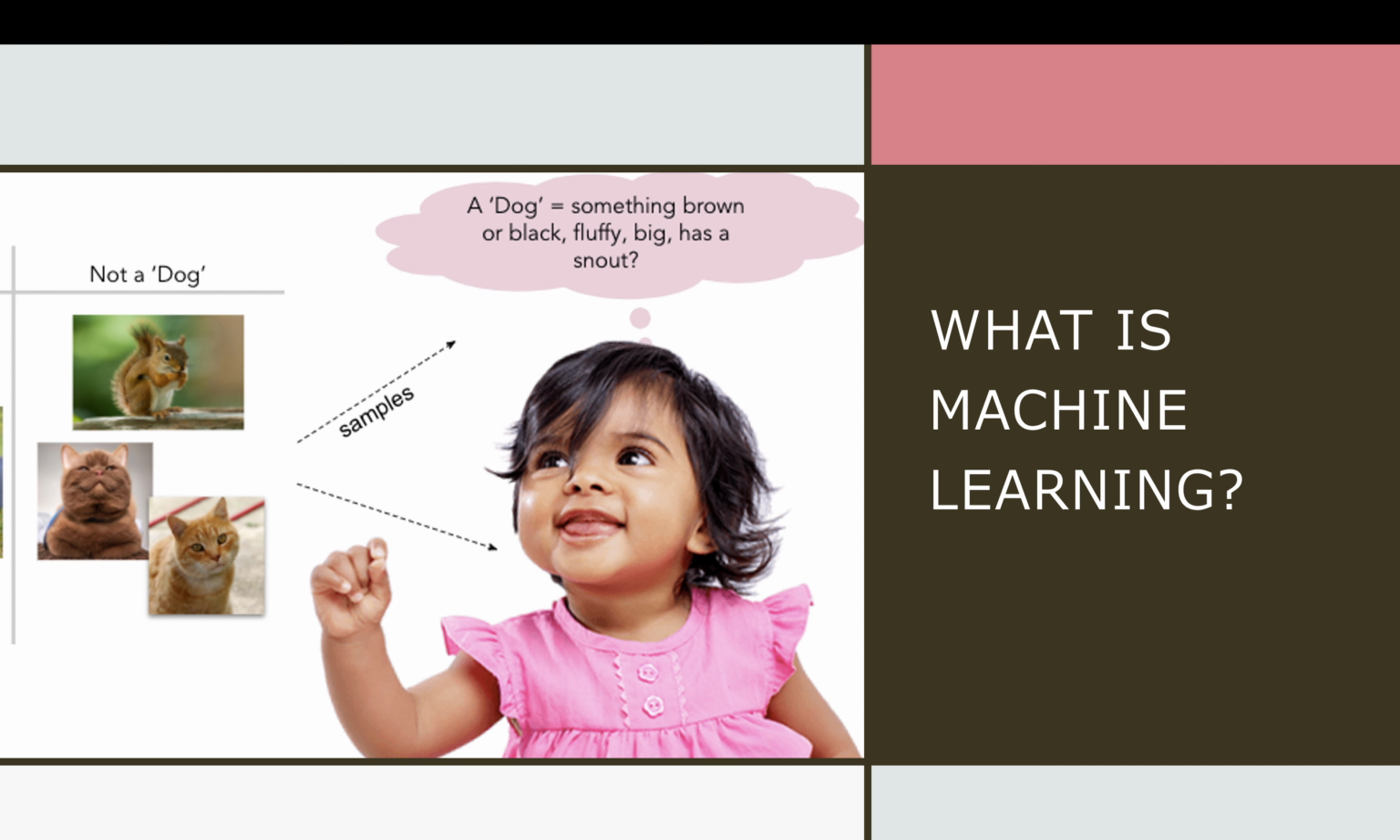Machine learning is a method that allows computers to learn from data and make decisions without being explicitly programmed. It's used in many applications like recommendation systems. Think of Netflix or YouTube, self driving cars, and even language translation.